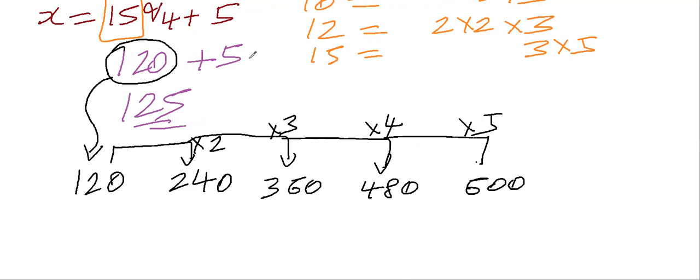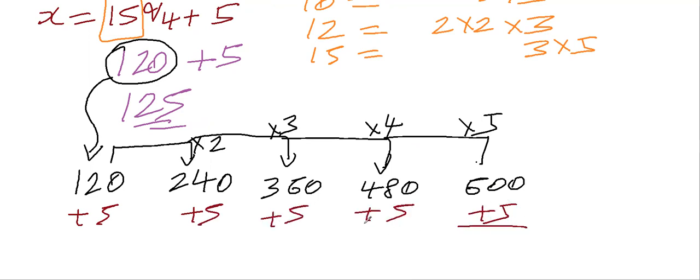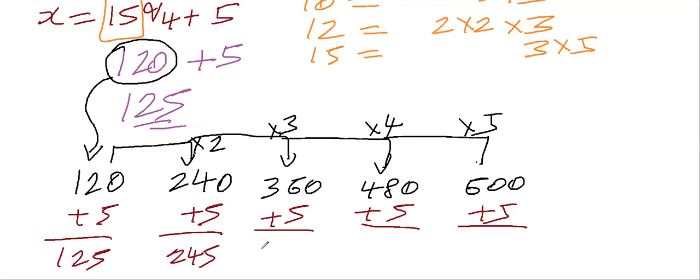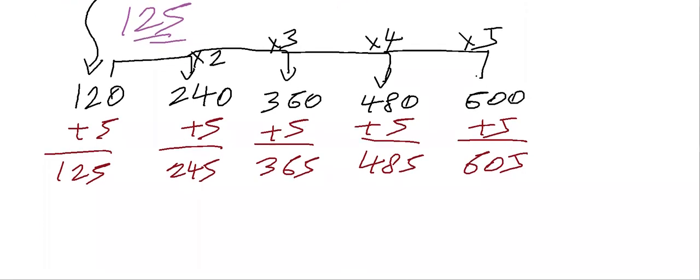Now in each case I need to add 5. I will add 5 in each case. So what answers will we get? Here I will get 125, here I will get 245, here 365, 485, 605. If you want, you can even go on doing it again and again, but there is no need. In 4 or 5 steps, you should get the answer.